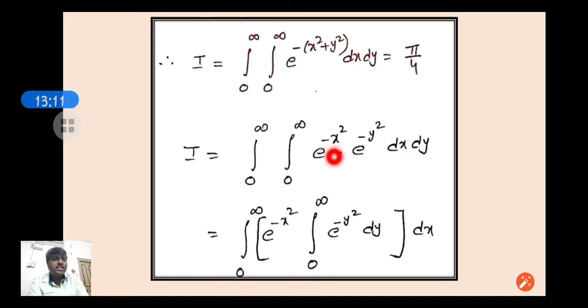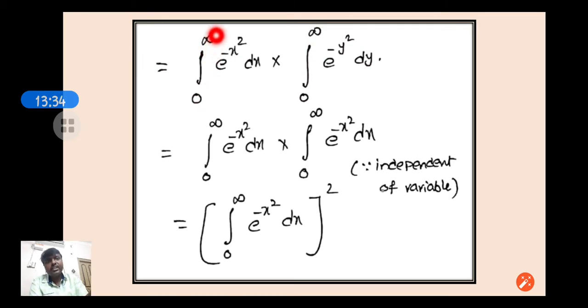So x is free from y. These two are independent variables. So I am writing e power minus x square outside the integration. So integral 0 to infinity e power minus x square, integral 0 to infinity e power minus y square dy, into dx. So this can be written as integral 0 to infinity e power minus x square dx into integral 0 to infinity e power minus y square dy. Why? Because of independence of variables.